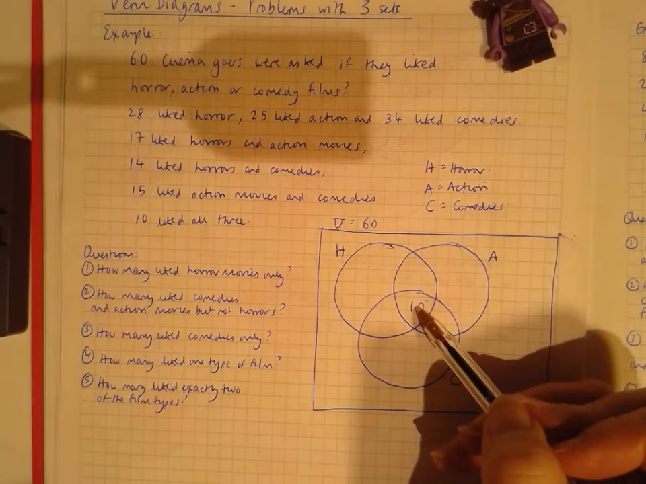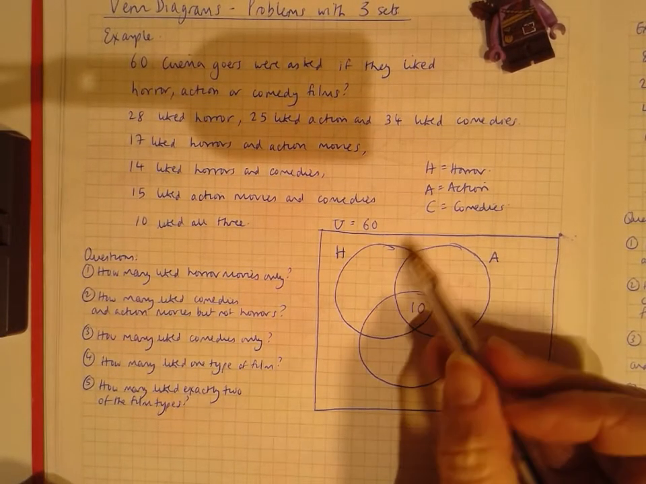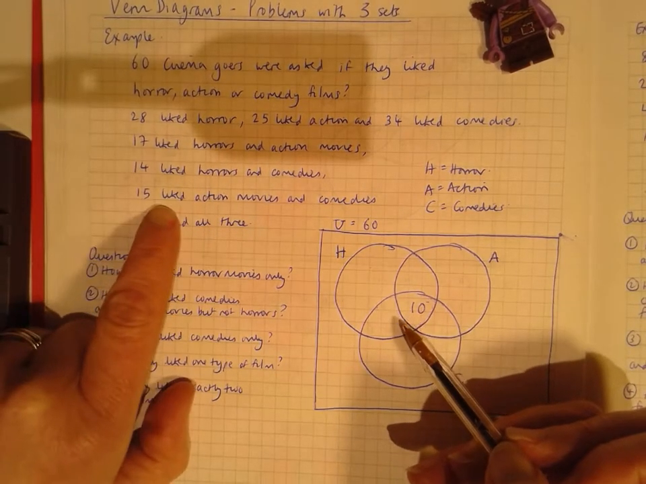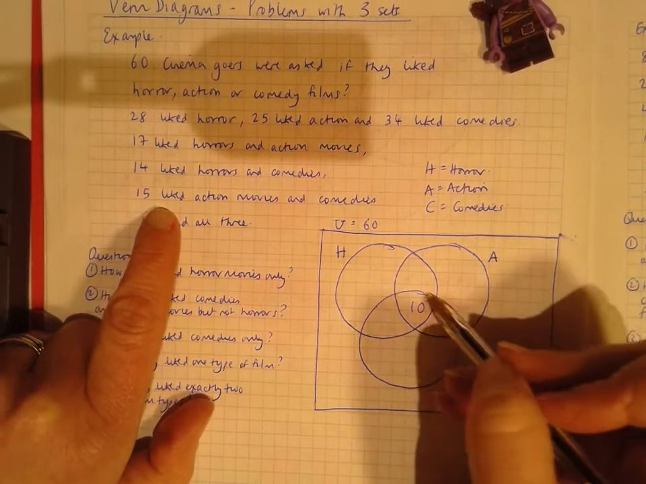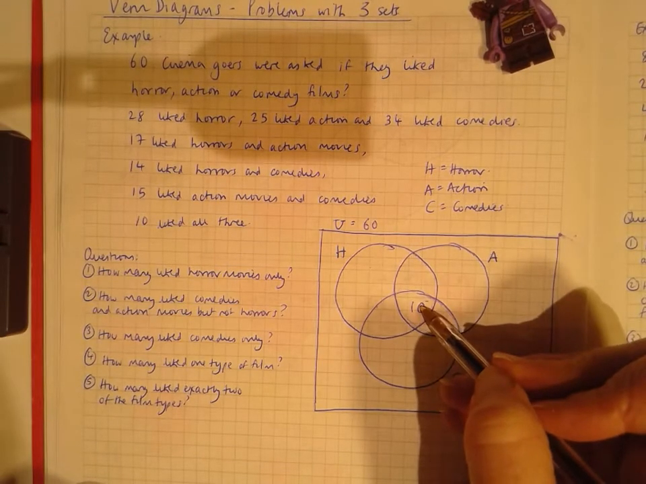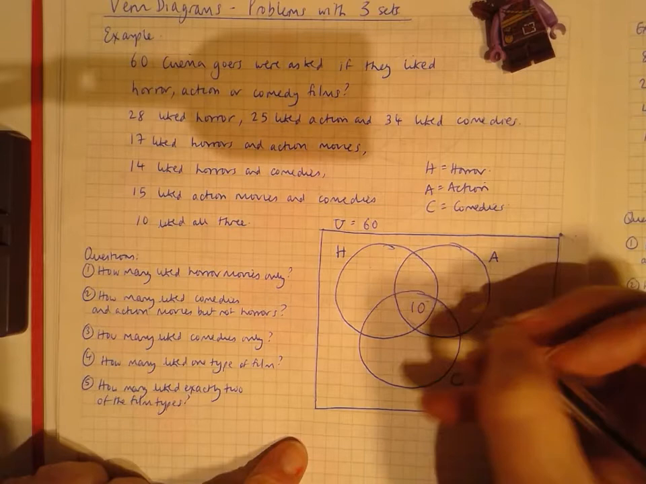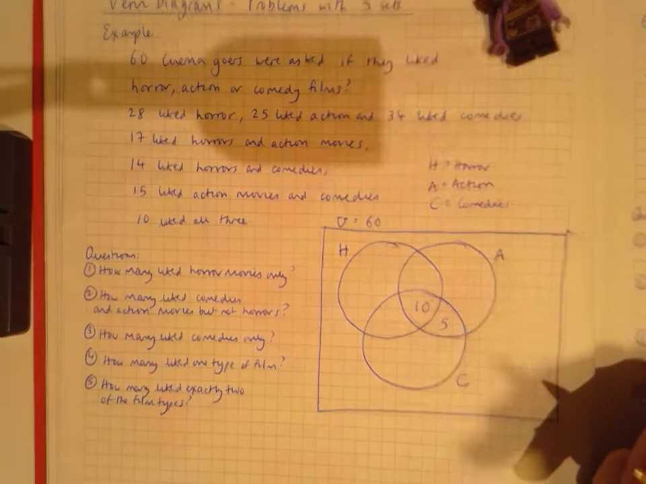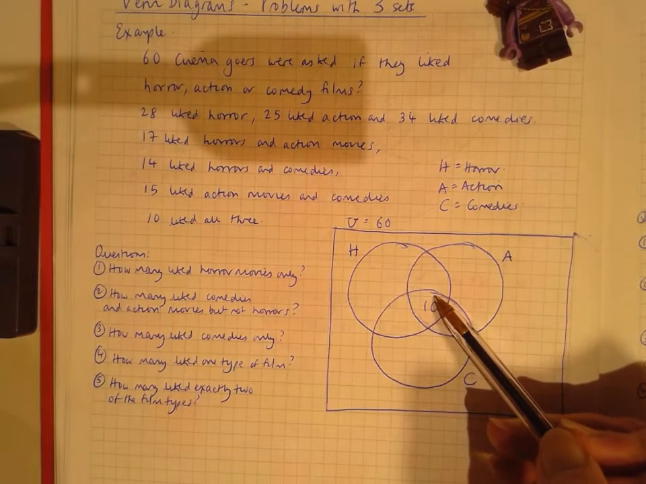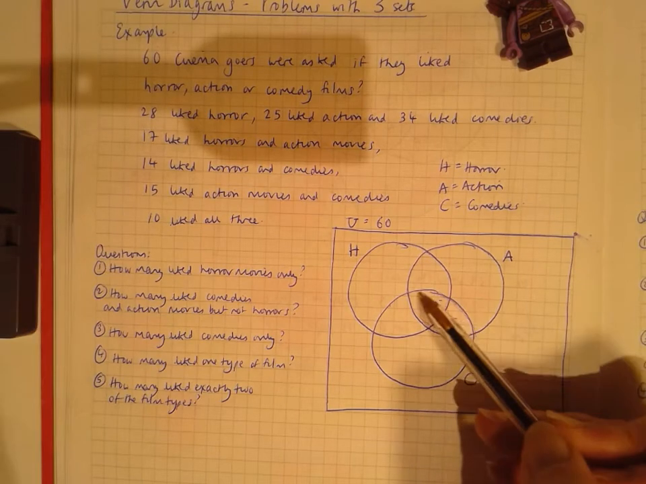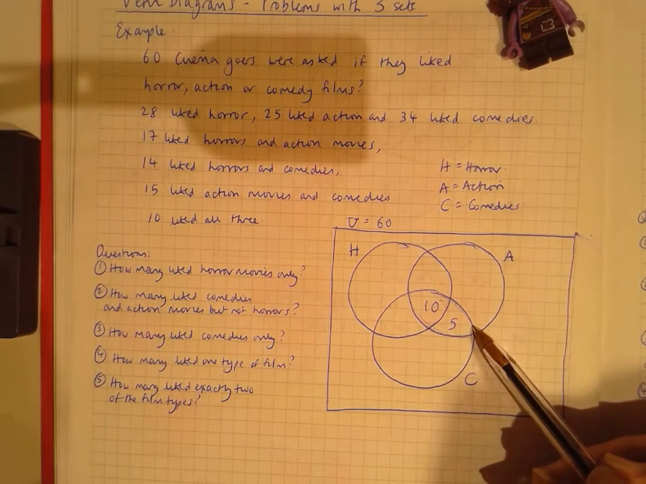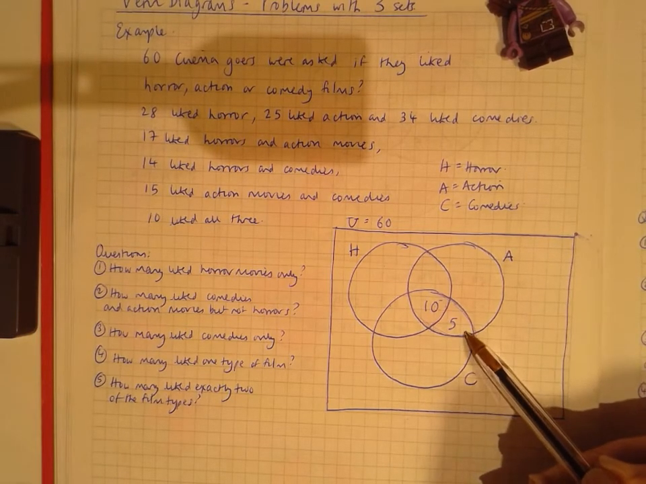Now what do I know? I'm going to work from the center out. So what else am I told? I'm told some information about people who liked two things. 15 people liked action movies and comedies. So in this section here I have to have 15 people. But I already have 10 people, so in here I'm going to have 15 minus 10, which is 5 people. Okay, so there were 15 people that liked action and comedy movies, but out of those, 10 liked all three. They are included in that 15 people, so altogether I now have 15 people liking action and comedy movies.